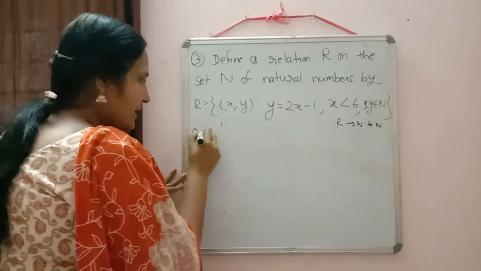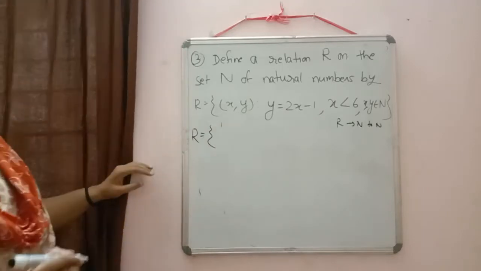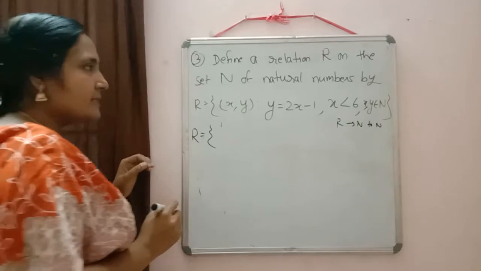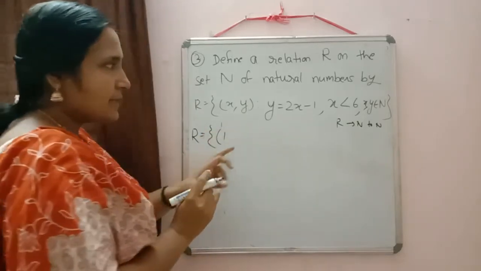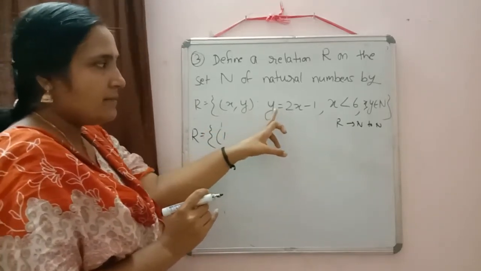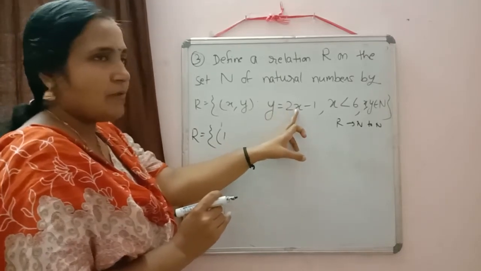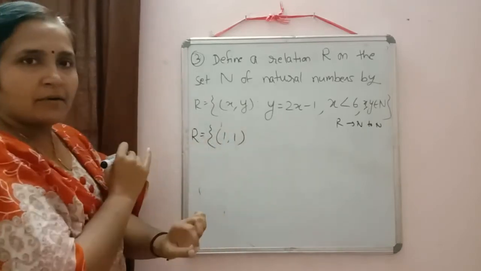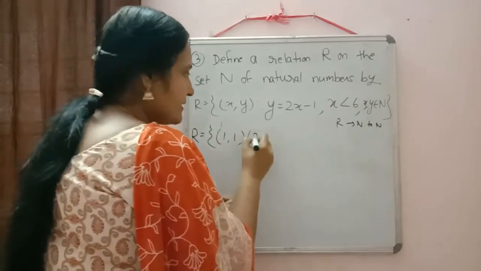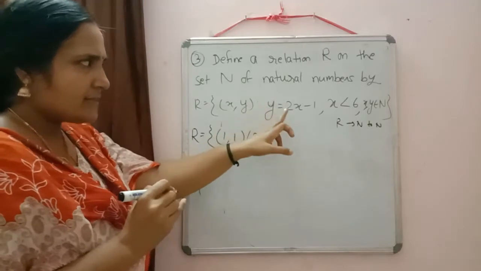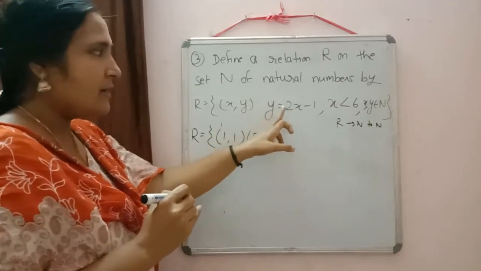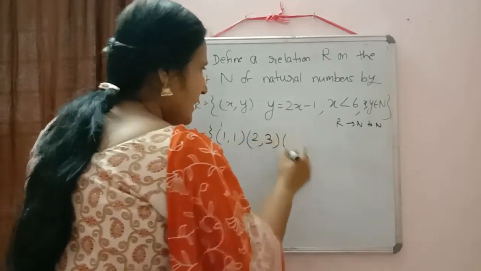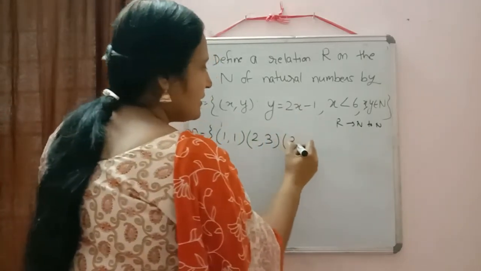So first we will write down the relation in roster form. x is a natural number less than 6. So first we can take x is equal to 1. What will come? Substitute here. If x is equal to 1, y will be equal to 2 into 1, 2, 2 minus 1, 1. So the first one will be 1 comma 1. Then if x is equal to 2, what will we get? y: 2 into 2, 4, 4 minus 1, 3.